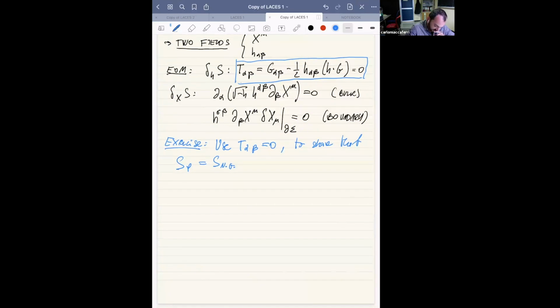Okay, so maybe I can give you some of the things that you will need to know. To do this, you will have to remember that the variation of the determinant of the metric can be written, for example, as minus h times h^αβ δh_αβ. And then you will have to carefully use this equation here.